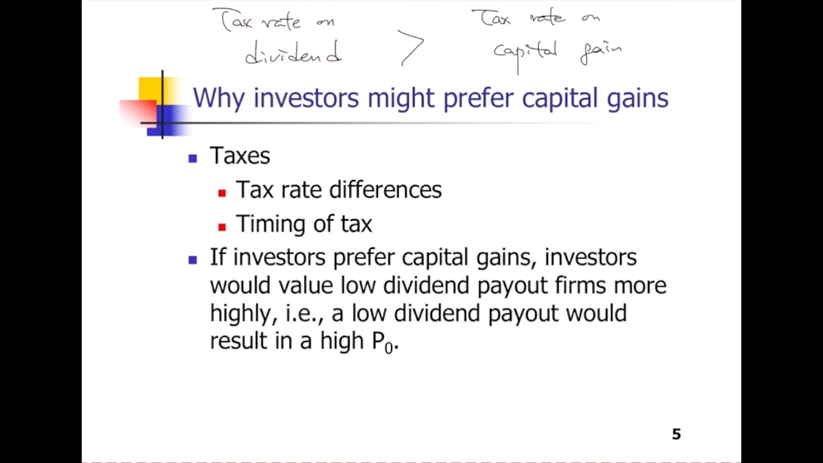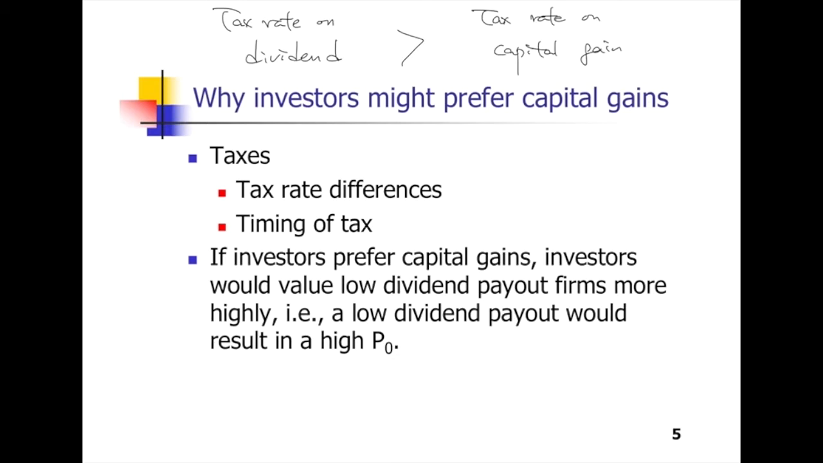However, when the tax on capital gains occurs, the investor sells the stock, right? So depending on personal situation, the investor can decide when to pay tax on capital gains, right? So we can conclude that if the investor prefers capital gains, the investor would value low dividend payout firms more highly, right? So a low dividend payout would result in a high stock price.